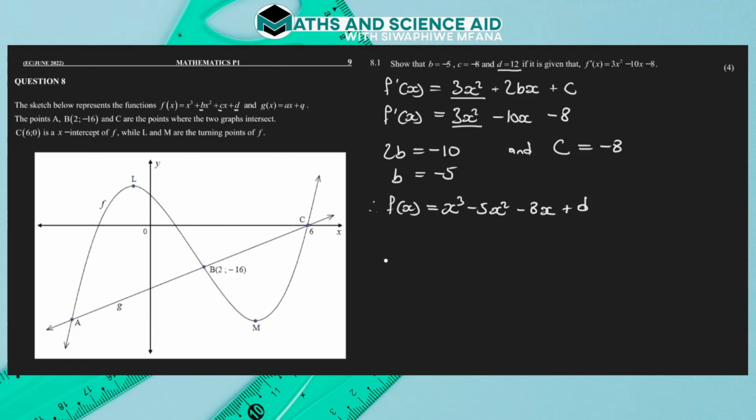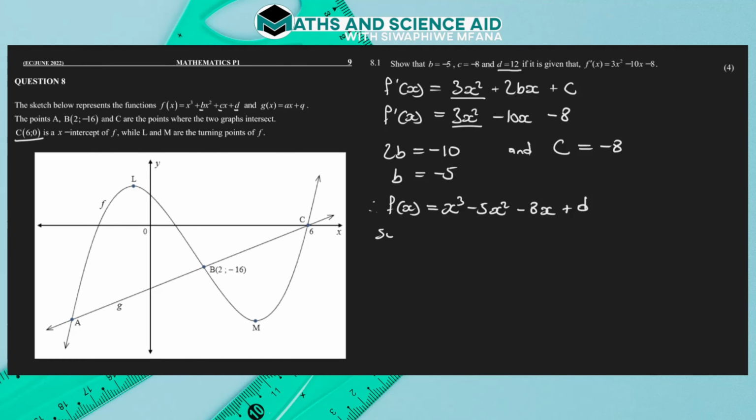And now another thing that we need to keep in mind is that we have at least 2 points on the graph of f, point B and point C. We can use either one of these points and substitute their coordinates into this equation of f and then solve for d. So I would preferably use the coordinates of point C for this, because it will make the calculation simpler.